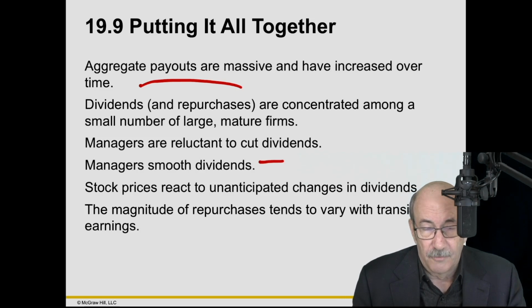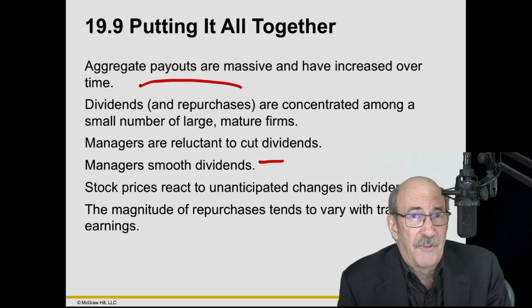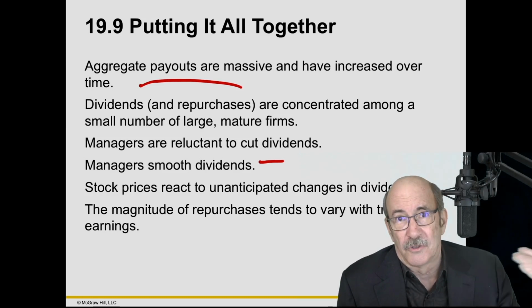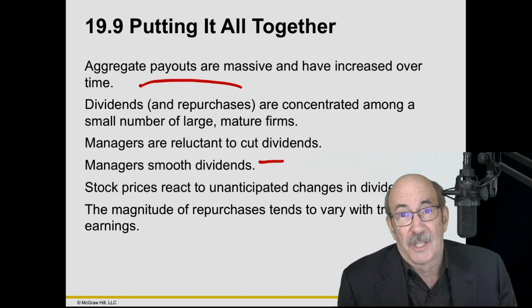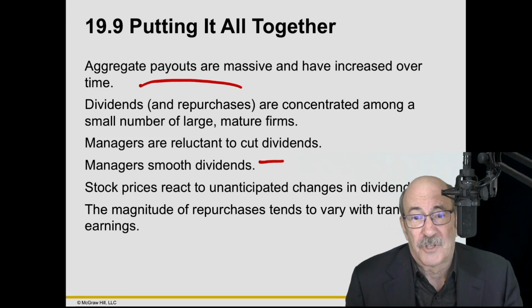They're smoothed. Already talked about that with the Apple example. And stock prices react to unanticipated changes in dividends. So now Apple, we've actually anticipated that they're going to raise their dividend on a regular basis by a penny or two per share. If they stop doing that, that would actually be something that's unanticipated and would be a surprise to the market. It might be a signal that's a negative piece of information about the future expectations of Apple's cash flows.